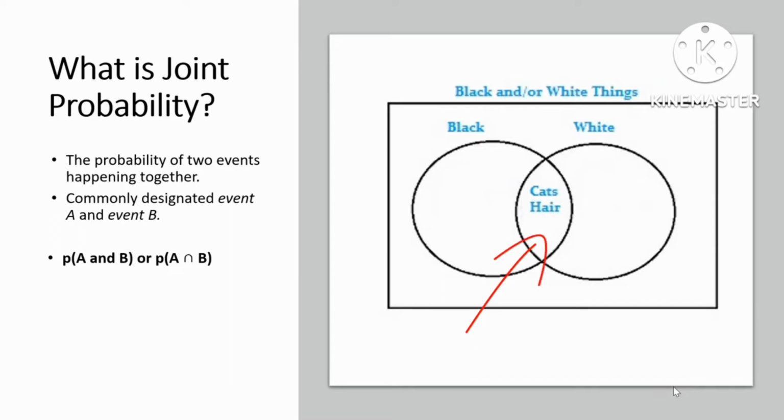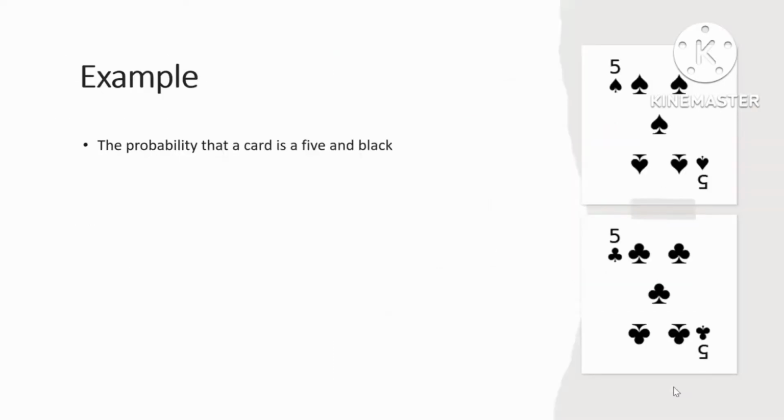Cats can be black or white, and hair can be black or white. So this central area is where we're going to find our joint probability. Let's take a look at an example. The probability a card is 5 and black from a standard deck is 2 out of 52. We have 52 cards in a standard deck, and 2 of them are black, the 5 of clubs and the 5 of spades. If we simplify that fraction, we get 1 out of 26.